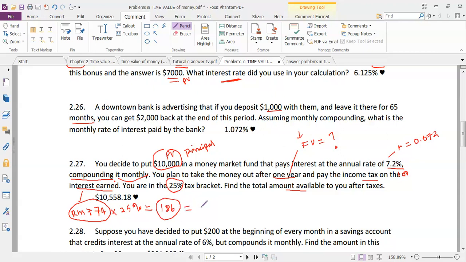So, what is the amount after you pay the taxes? 774 minus 186 is 588. The interest that you calculate after you pay the taxes is only 588. So 588 plus 10,000. The answer is 10,558, same as the answer here, 10,558.